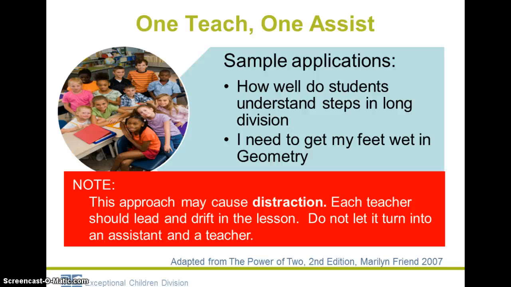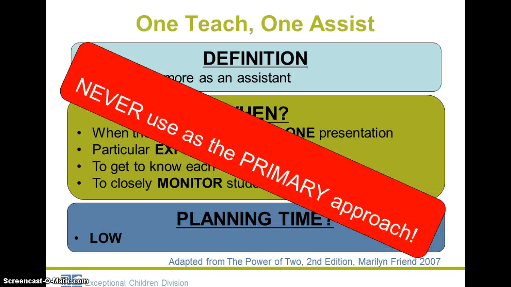But don't let it turn into an assistant and a teacher that's always the case, because sometimes when you walk in classrooms, rather than it looking like, as we stated in Module 1, two professionals who are qualified, highly qualified teachers, it ends up looking like a teacher and a paraprofessional or instructional assistant, which we do not want to do.